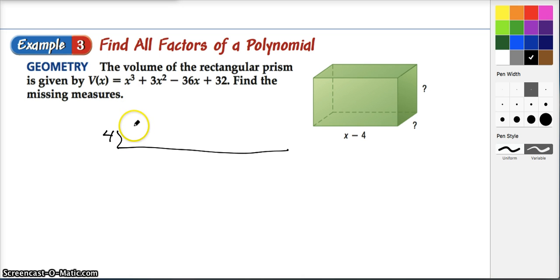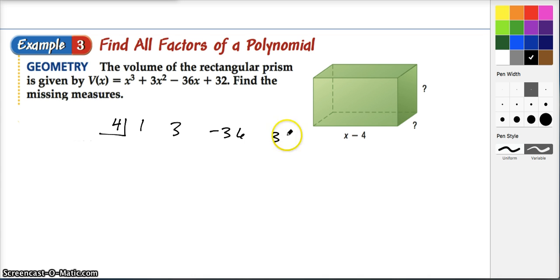And then I'm going to, I think that's not how we do it. Okay, this is how we do it. We do the 4 and we put it like that. I don't know why I was doing some kind of weird upside down business. Anyway, so we do that. We take the 4, we take the coefficients 1, 3, negative 36, and positive 32, making sure that we have not missed anything. And we did that.